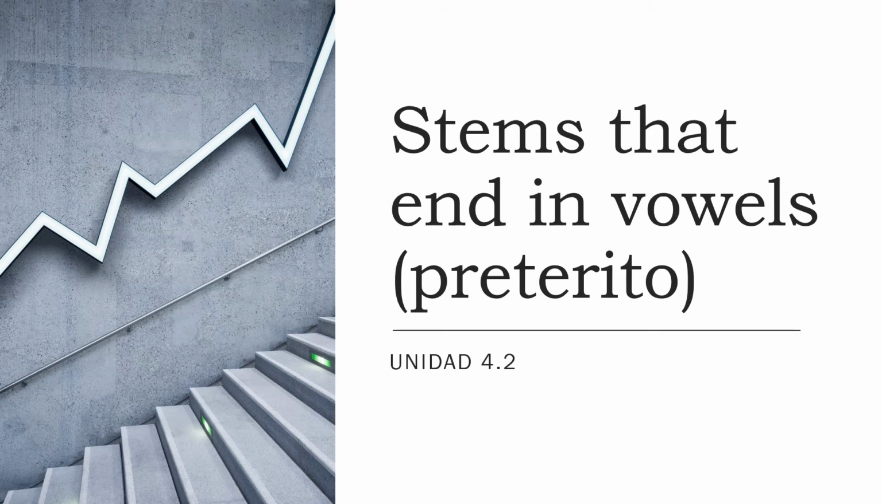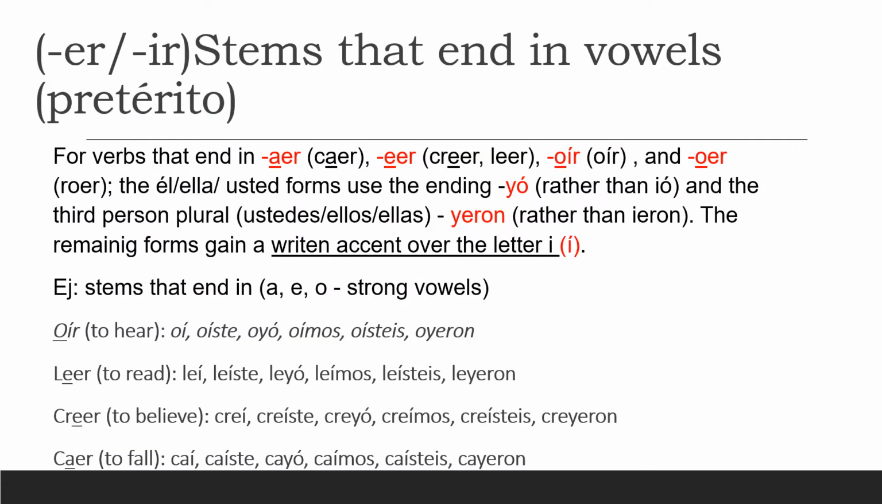Our topic today is about verbs that are considered regular verbs, but whose stems end in vowels. When you take off the ER or IR and you see a vowel there, the spelling will change when you go from present to the preterite. Let's take a look at them.